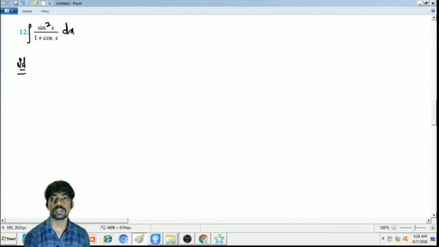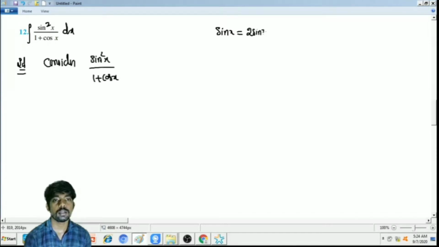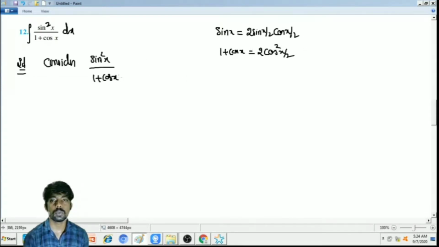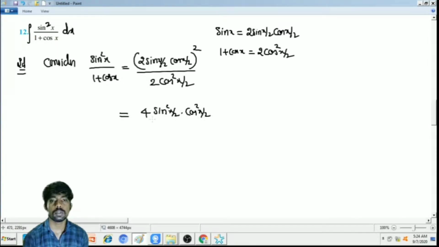Here we have a question: integration of sin square x by 1 plus cos x. First consider sin square x by 1 plus cos x. Here sin x can be written as 2 sin x by 2 cos x by 2. 1 plus cos x can be written as 2 cos square x by 2. So we can write this as (2 sin x by 2 cos x by 2) whole square by 2 cos square x by 2. From here 2 2 is a 4 sin square x by 2 into cos square x by 2, by 2 cos square x by 2.